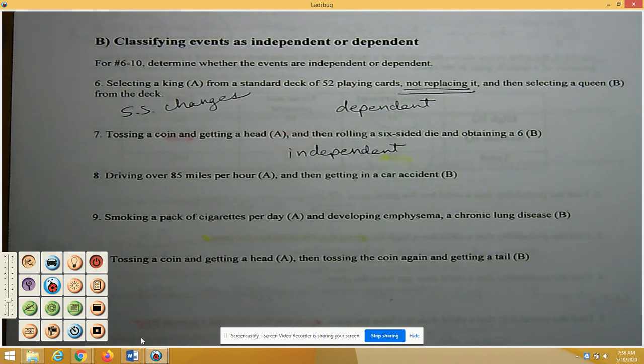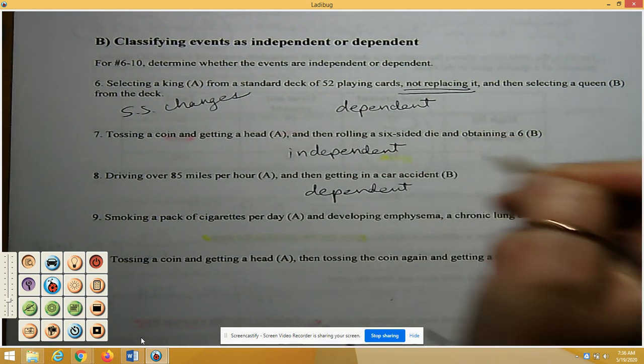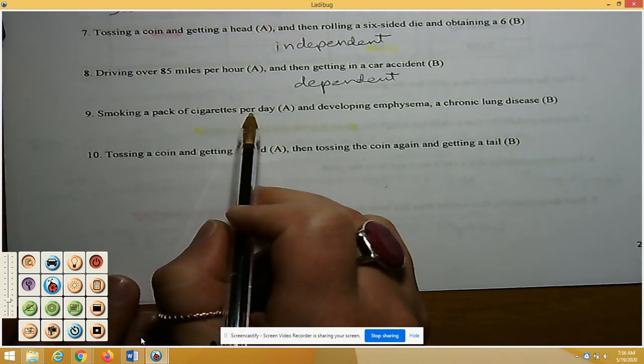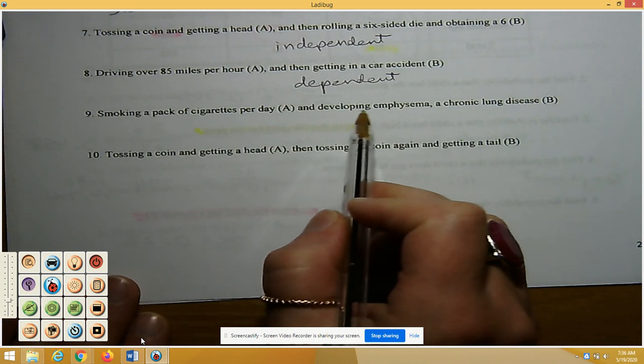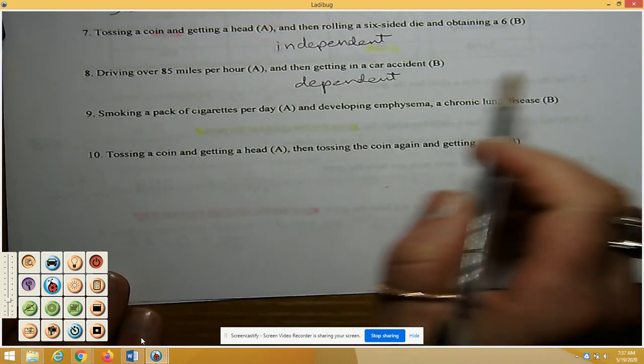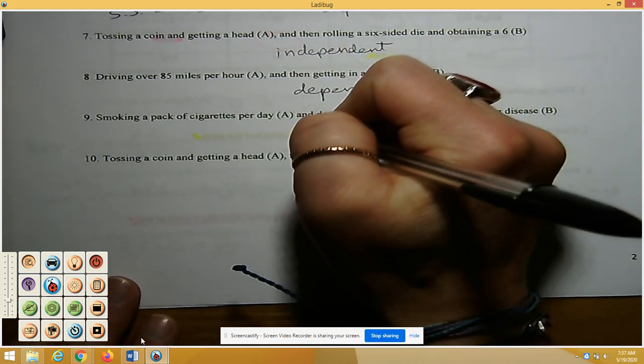which is a lot different than number 8. In number 8, you're driving over 85 miles per hour, which is event A, and then getting into a car accident, which is event B. Well, clearly speeding is going to have a higher risk as to getting into a car accident, so this is going to be a dependent example. Same thing for number 9, smoking a pack of cigarettes per day, event A, and then developing emphysema, a chronic lung disease, event B. Of course, the cigarette smoking is going to affect your lungs, so this is dependent.